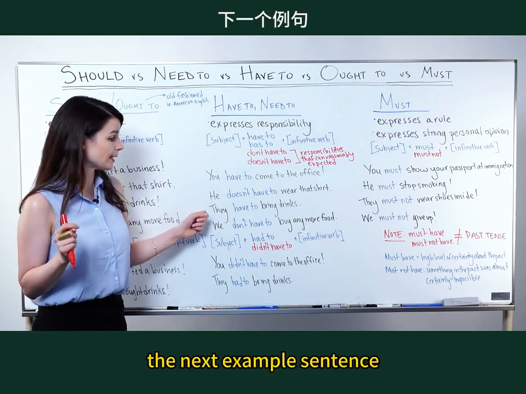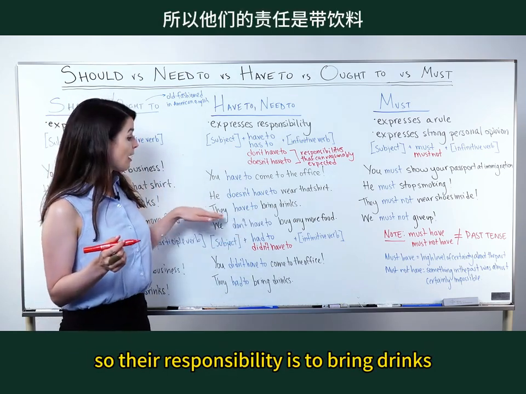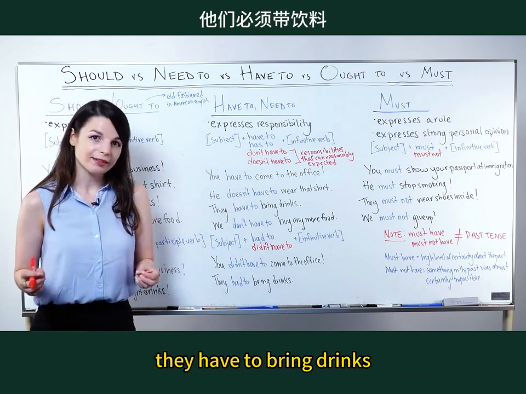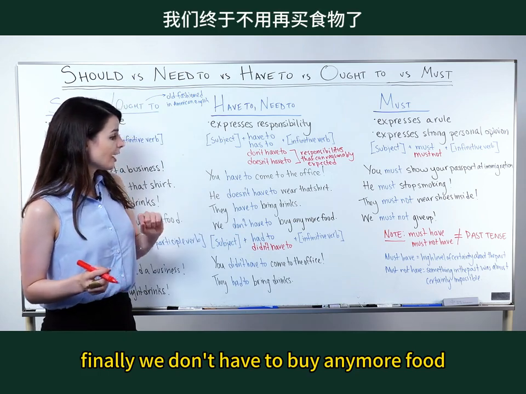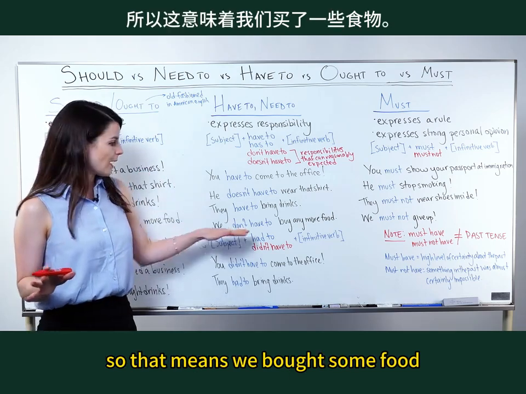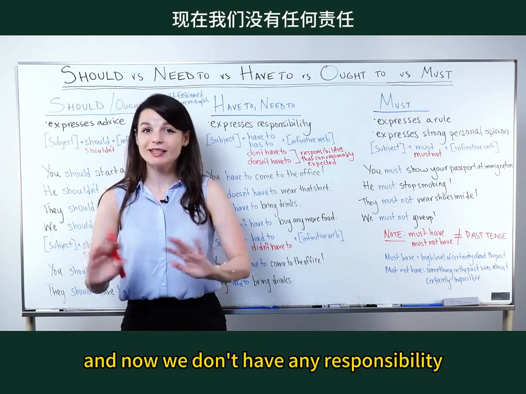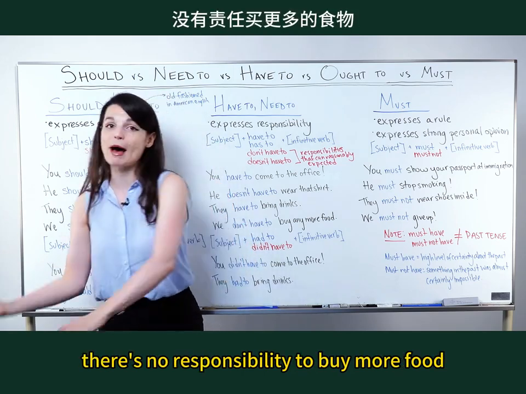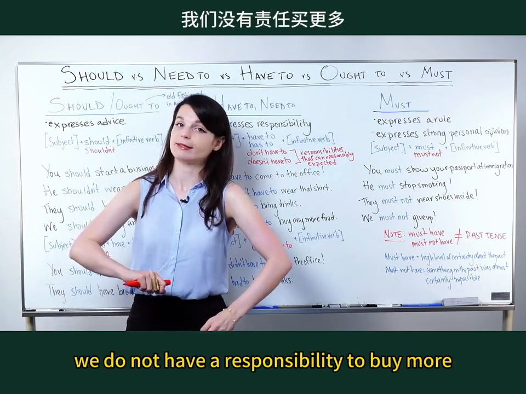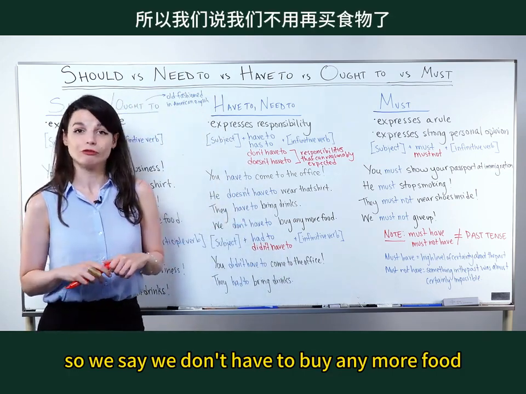The next example sentence, they have to bring drinks. So their responsibility is to bring drinks. Finally, we don't have to buy any more food. So that means we bought some food and now we don't have any responsibility. There's no responsibility to buy more food. So we already bought some. We do not have a responsibility to buy more. So we say we don't have to buy any more food.